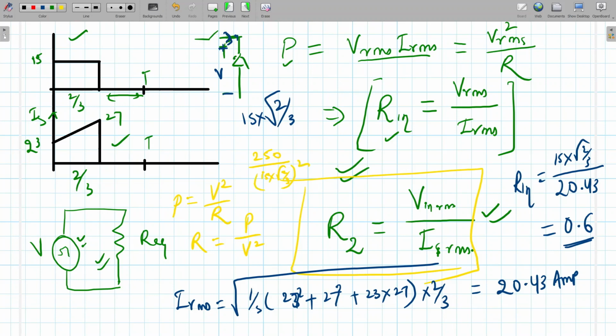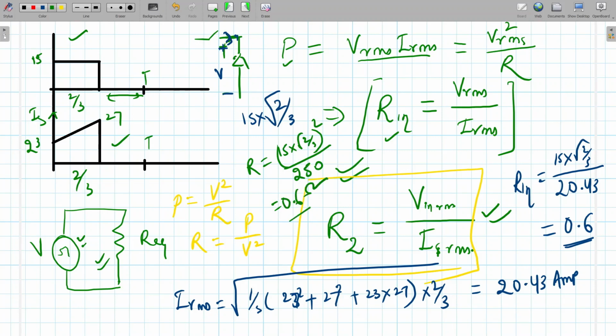Can you calculate this one? Sir, I think this is wrong. How? V square by P, no? R is equal to V square by P. Okay, mistake I have done. One second, this time you can point it out. So R is equal to (15 into root 2 by 3) whole square divided by power, how much? 250. This will be 0.61.